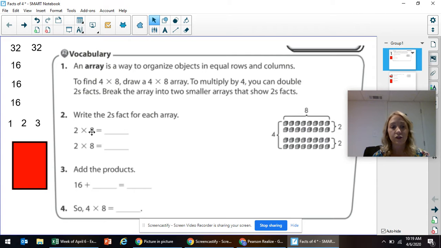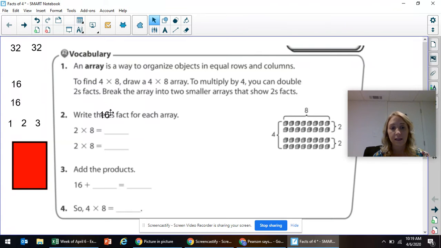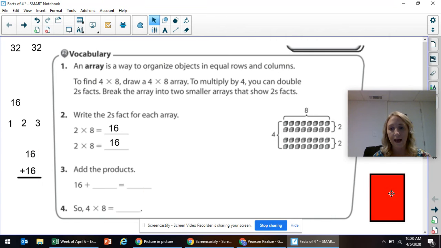Okay? And I know that 2 times 8 is 16. 2 times 8, obviously, again, is 16, because if you add your factors, 2 times 8 is the same thing as saying 8 plus 8. You're just doubling them. We've worked on that, guys. And then you add the product. So over here is the adding. So I add those two answers, 16 plus 16.